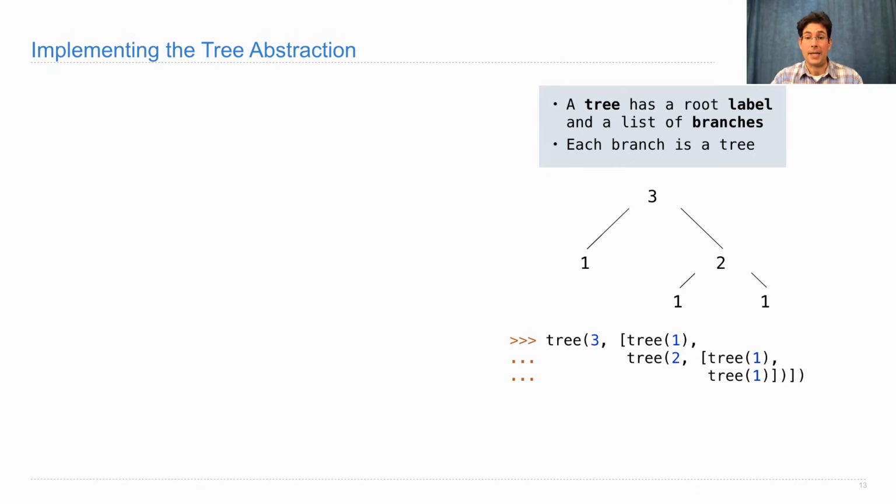Now you might say, aren't I violating an abstraction barrier because I'm using a list? No, it's part of the abstraction that a tree has a list of branches. So it's totally fine that I'm using a list here, because that's part of the abstraction. It's not part of the representation.